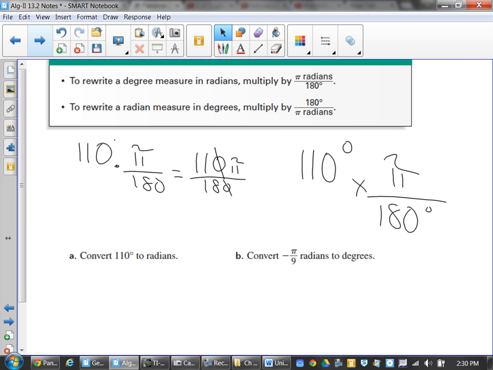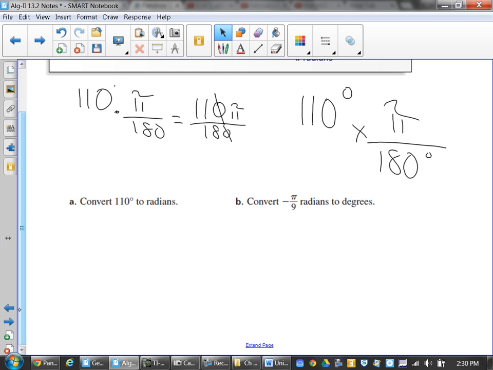And then going the other way, for example, negative pi over 9, in order to convert that into degrees, I multiply it by 180 and divide it by pi. So I want the pi's to drop out. Then you simplify it out. The pi's drop out, you get negative 180 over 9. 20. Very good, negative 20.